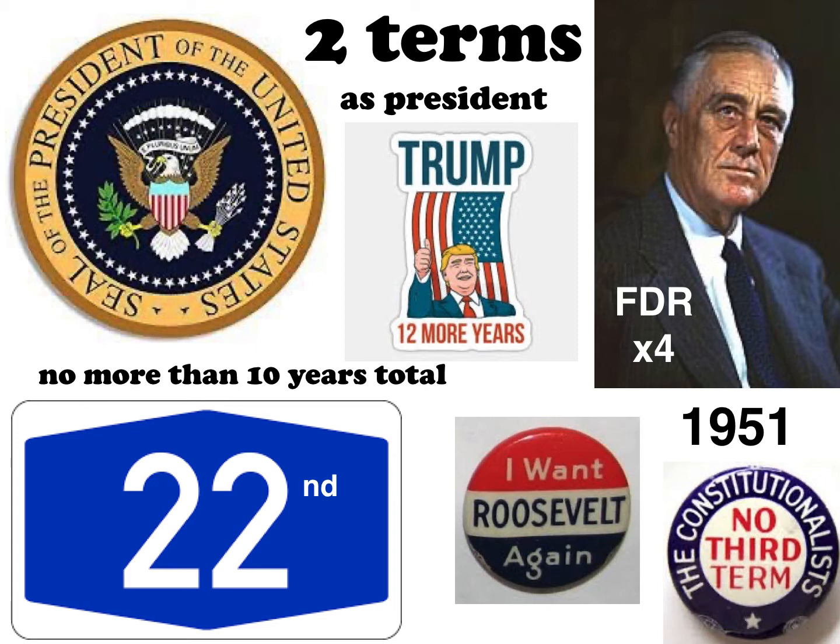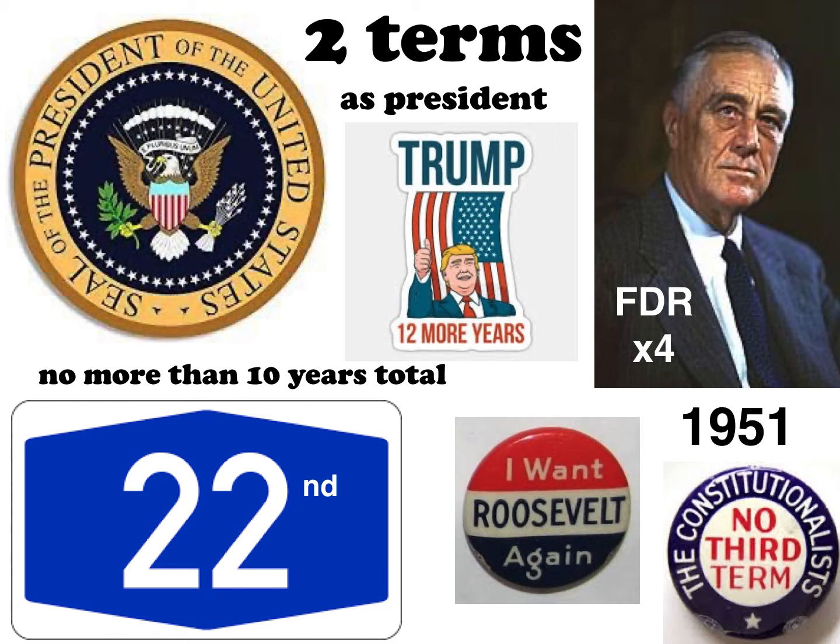So about a decade later, in the 1950s, the country decides, we don't really want people running for president again and again and again. We like the idea of what George Washington had in mind, 2 terms, so a total of 8 years. So they passed the 22nd Amendment, 2 terms, 22nd, that you can't be president no more than 2 terms.